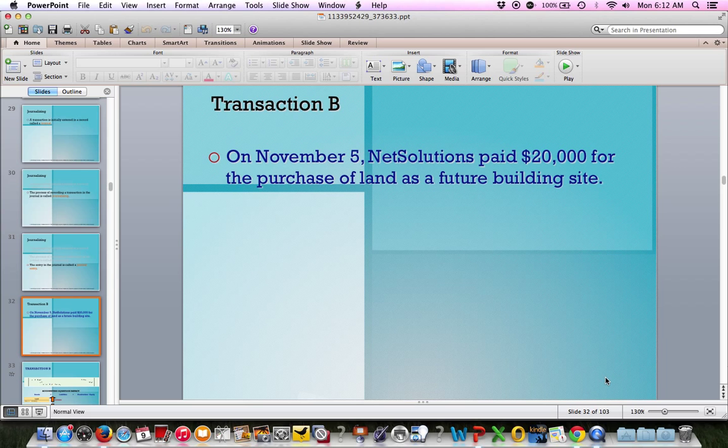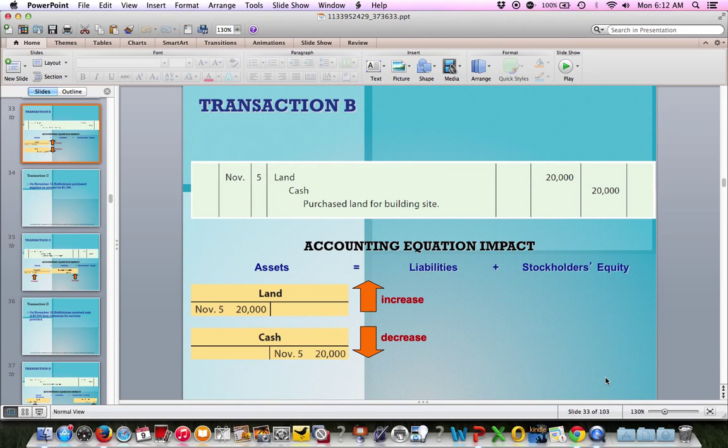Okay, so let's do another transaction. These are the same transactions we did for Chapter 1. Net Solutions will buy some land. Okay, they're going to pay $20,000 to buy some land, and then maybe potentially in the future put a building there. And so again, the date, the debit account, which is land, $20,000, and the credit account, which is also an asset account. So both are assets, but one goes up and one goes down.